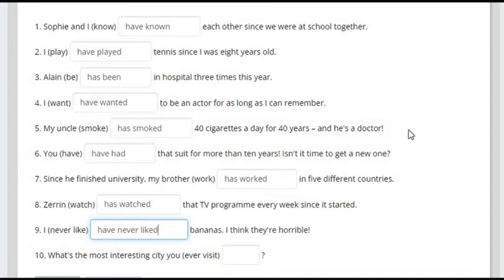And the last sentence, be careful with adverb ever. So what's the most interesting city you ever visit? Well done! So we put auxiliary verb have, then we put ever, and as usual we put ending -ed to the verb. So, have ever visited. Very good, we have done a great job together.